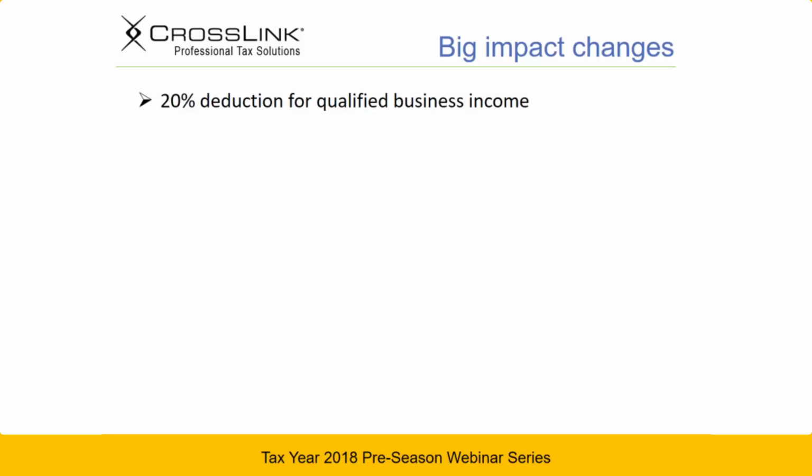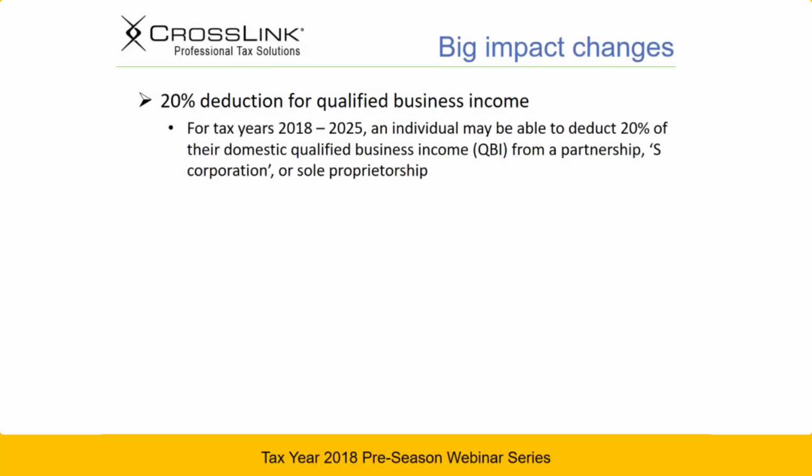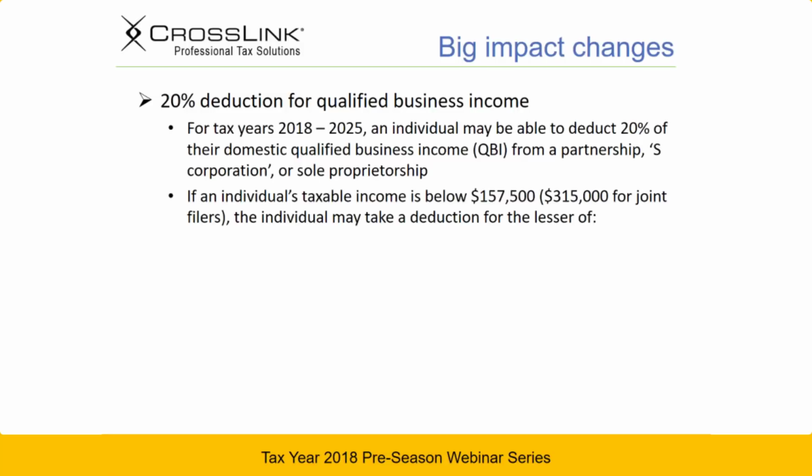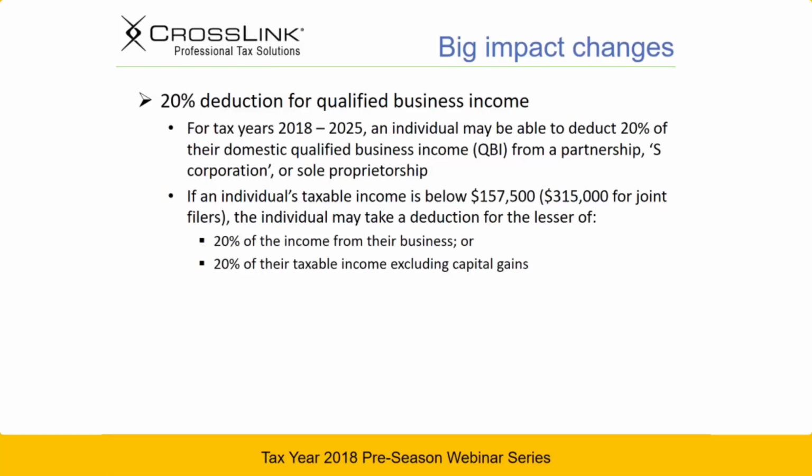Other big impact changes, the 20% deduction for qualified business income, or what we oftentimes refer to as QBI. First of all, for tax years 2018 through 2025, an individual may be able to deduct 20% of their domestic qualified business income from a partnership, an S-corp, or even sole proprietorship. If an individual's taxable income is below $157,500, or $315,000 for joint filers, the individual may take a deduction for the lesser of one of the following: 20% of the income from their business or 20% of their taxable income excluding capital gains.